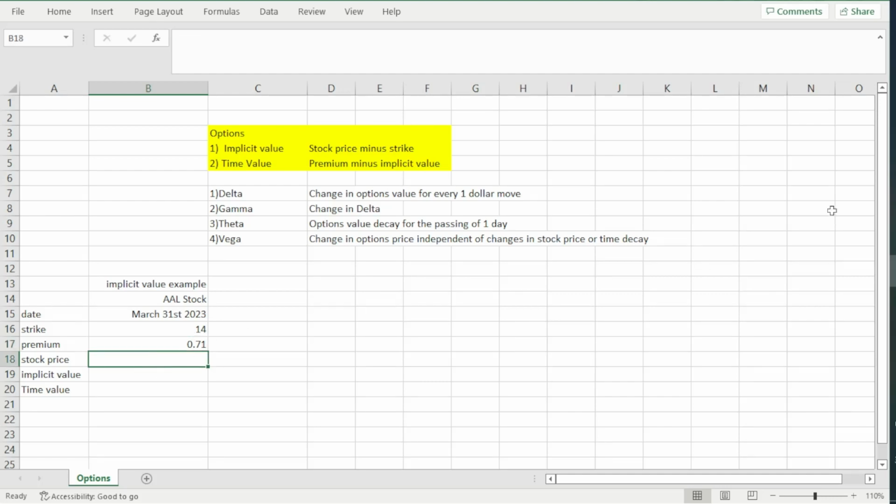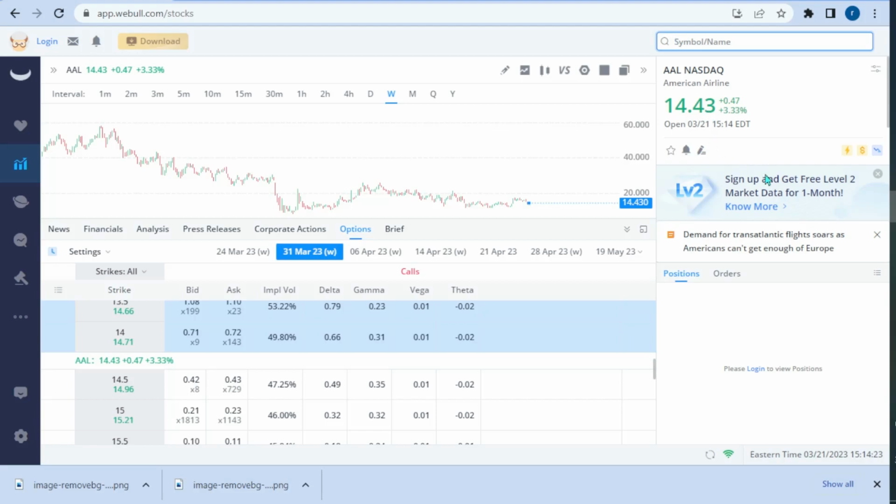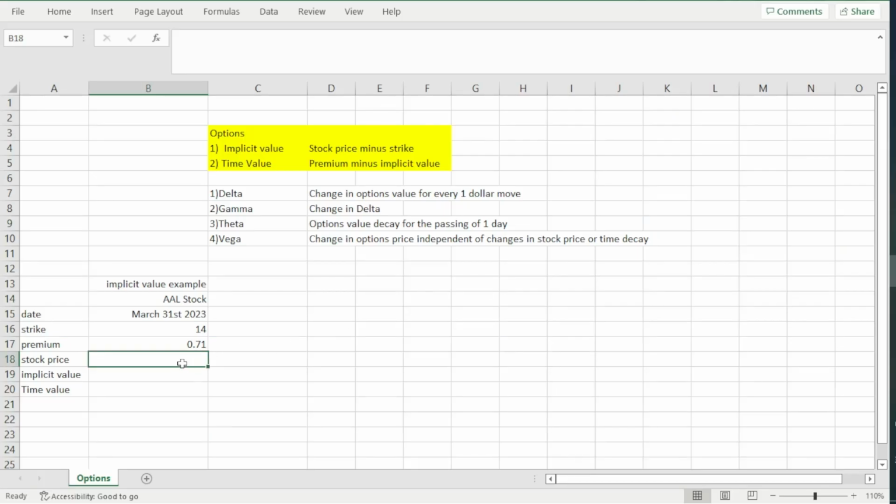Now what is the stock price? Well, the stock price was $14.43, so let's input that. All right, so implicit value: we can calculate that by taking the stock price minus the strike price. That's 43 cents of implicit value. Now what is the time value? The time value is essentially the difference: the premium minus the implicit value. Our premium was 71 cents, and we subtract the implicit value of 43 cents. That's 28 cents, aka $28.